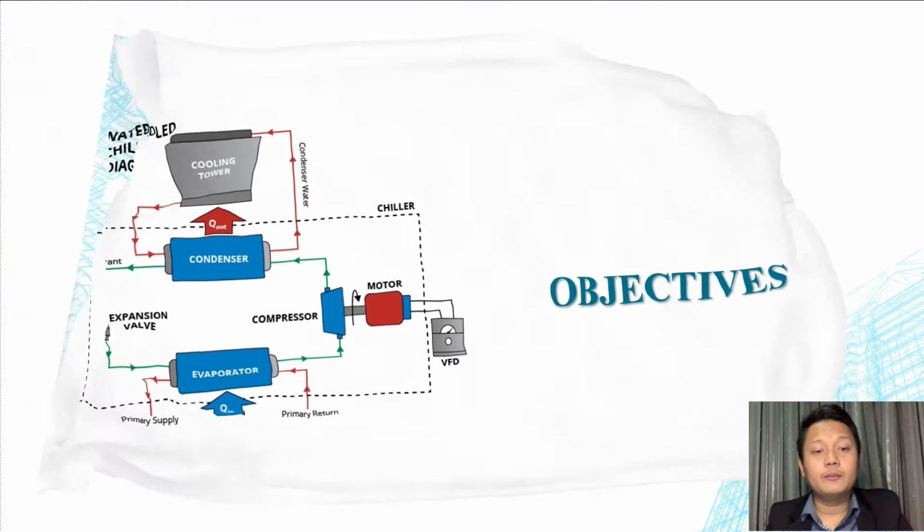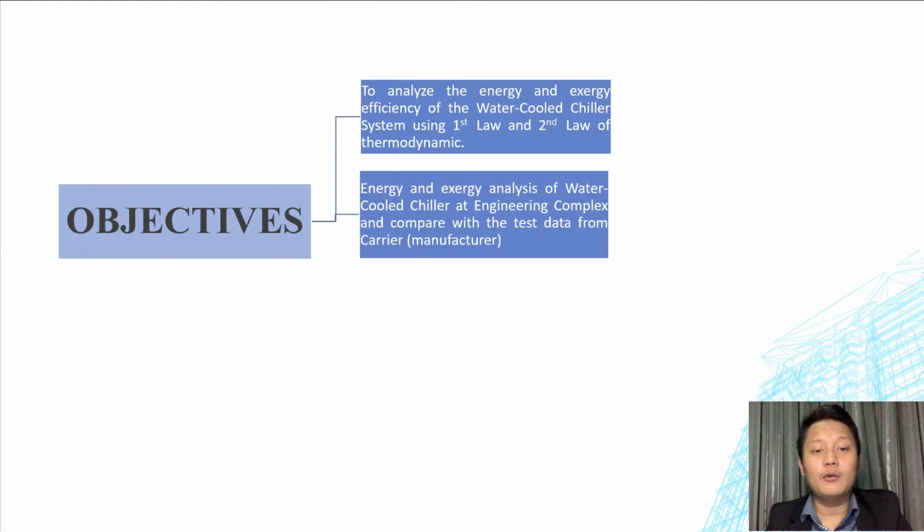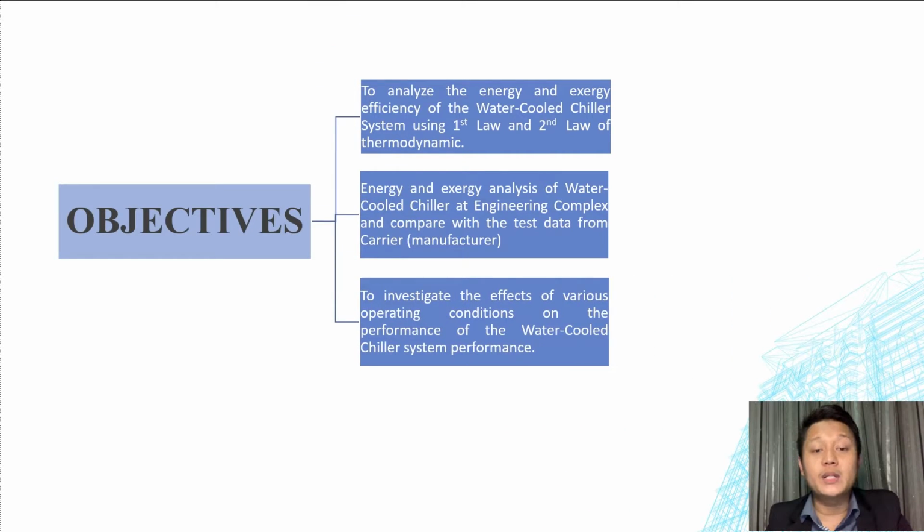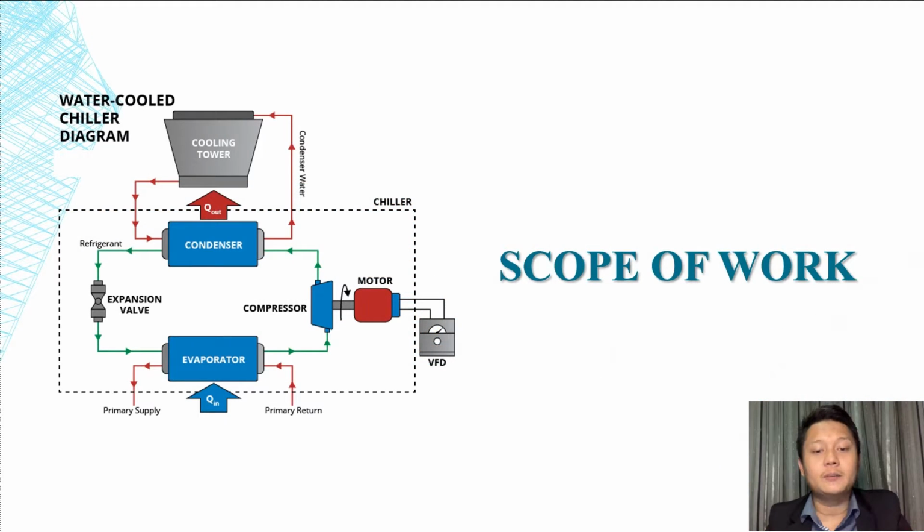For the objective, the first objective is to analyze the energy and exergy efficiency of the water-cooled chiller system using the first law and second law of thermodynamics. Next, energy and exergy analysis of the water-cooled chiller at the engineering complex, and compare with the test data from Carrier, which is the manufacturer. The last is to investigate the effects of various operating conditions on the performance of the water-cooled chiller system.